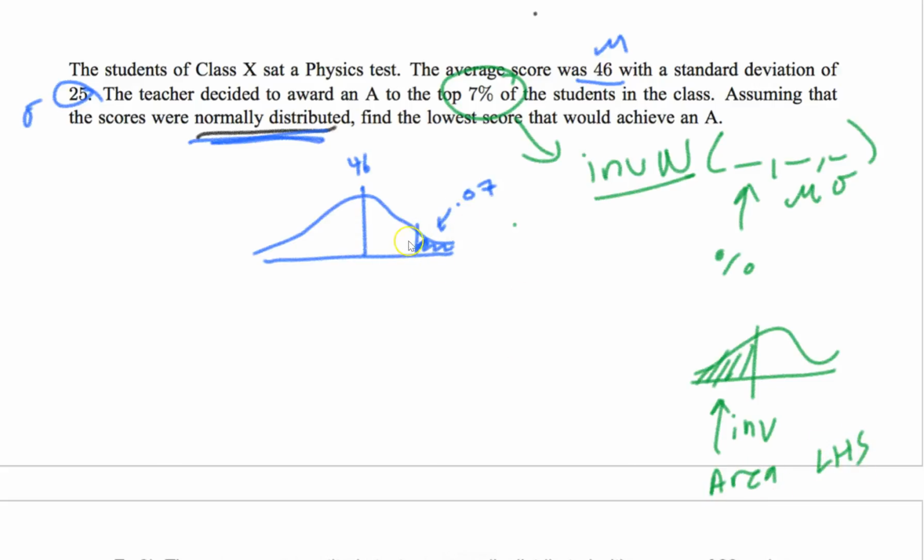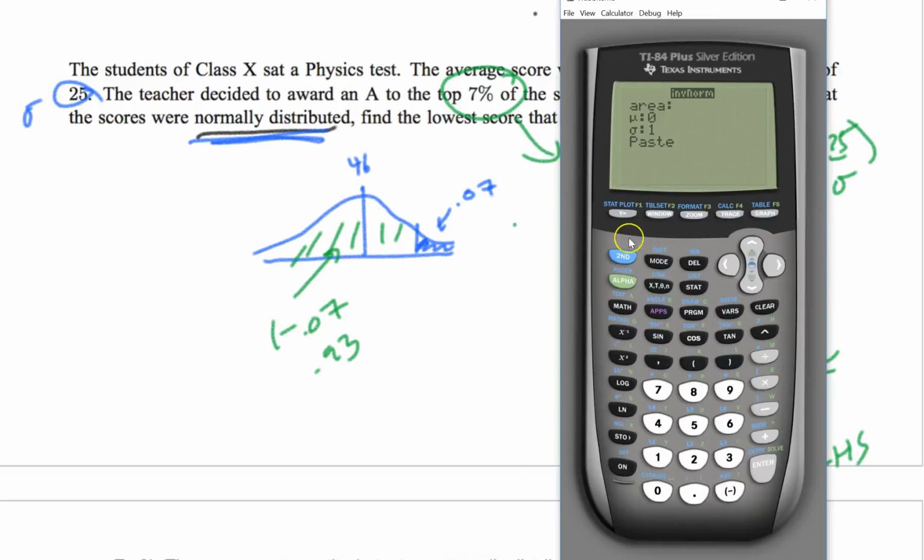So over here I got 0.07 on the right hand side. Well, lucky for us, this whole thing is 1. So it makes the left hand side 1 minus 0.07, or 0.93. So that's the area I put in there. I already have the mean and standard deviation, 46 and 25. It's a low test score. That's also a very big standard deviation, by the way, so it sounds like a crappy class. Hit enter, and you get about 82.89.